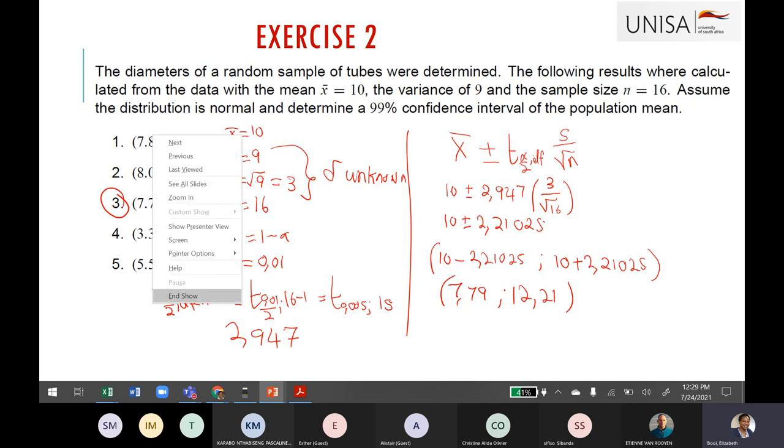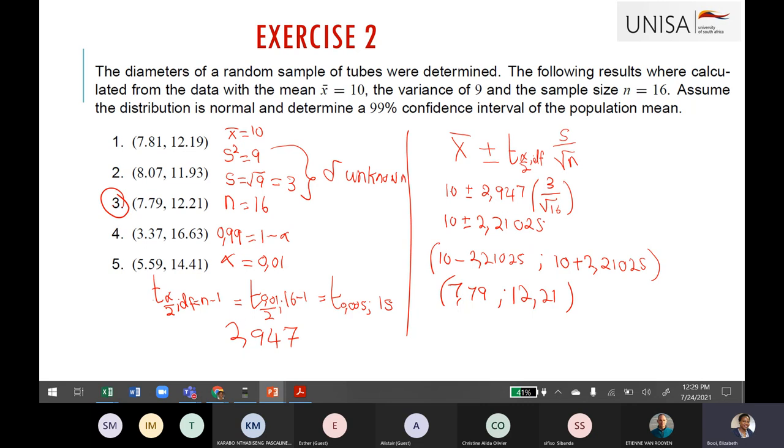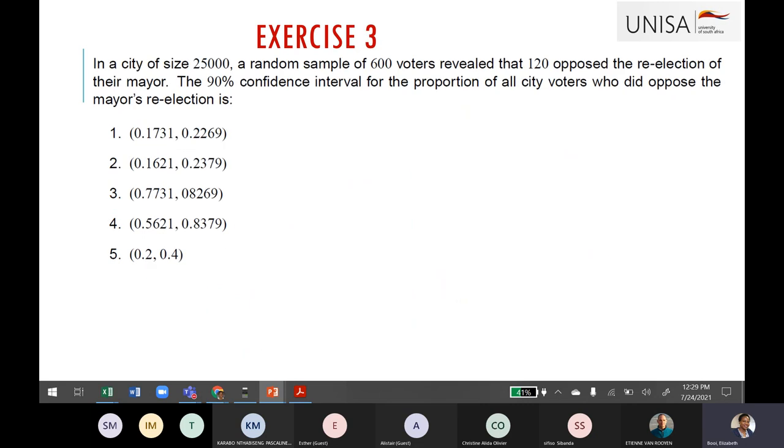Then we use T. For proportions, remember, if they didn't give you the sample proportion, they will give you observations for the proportion. Divide that by the sample size and it will give you the sample proportion. And for the proportion, we always use Z. So you must always remember that.